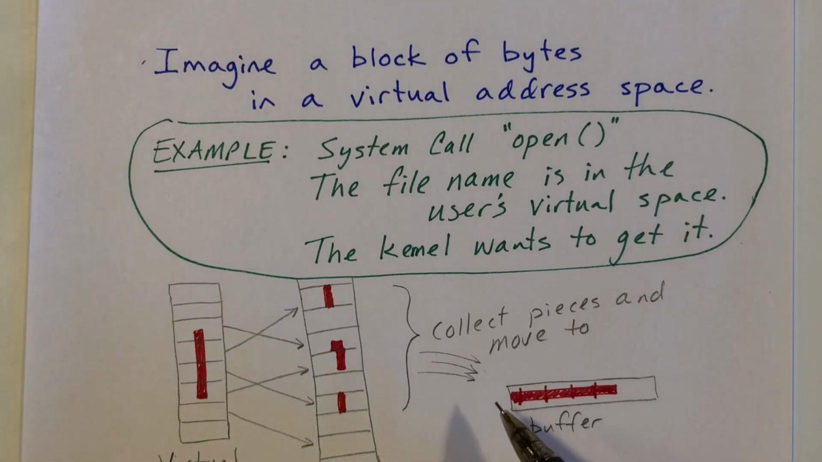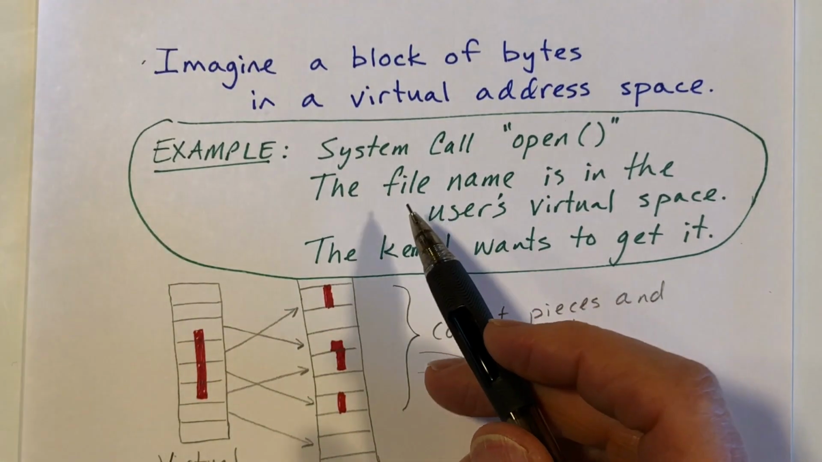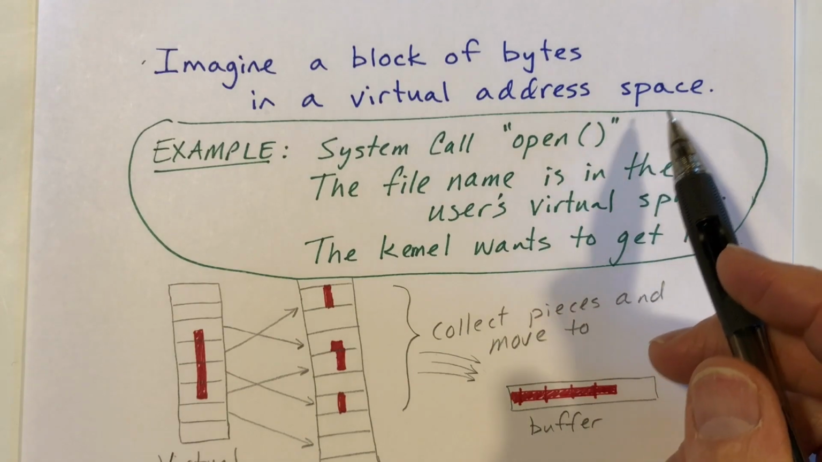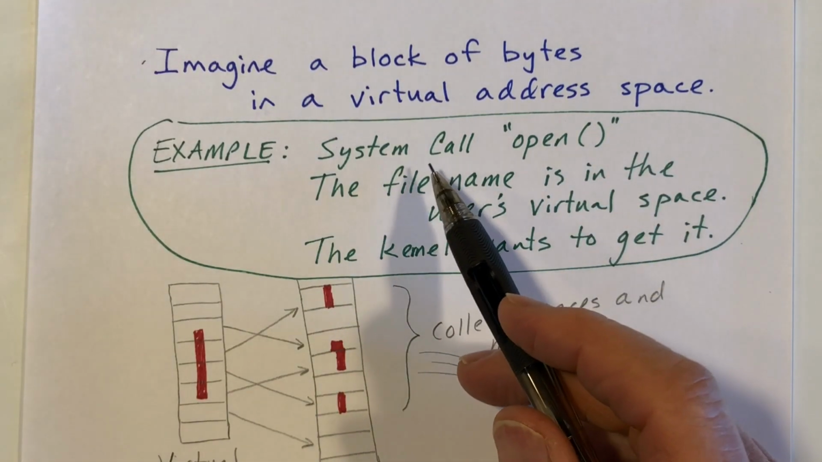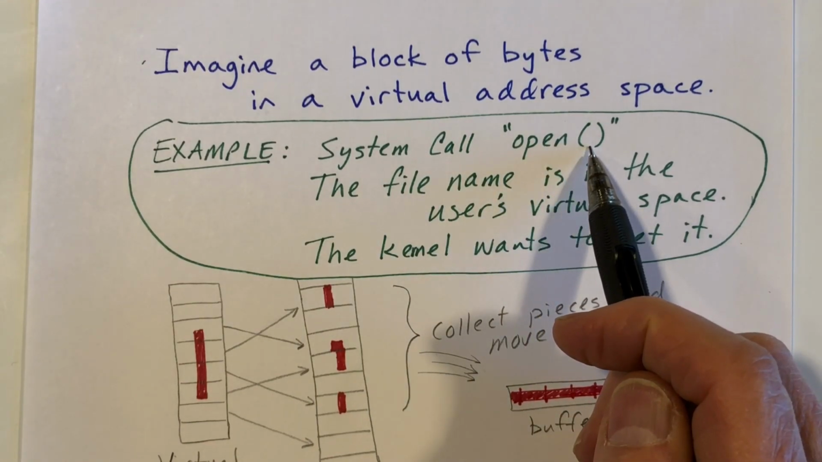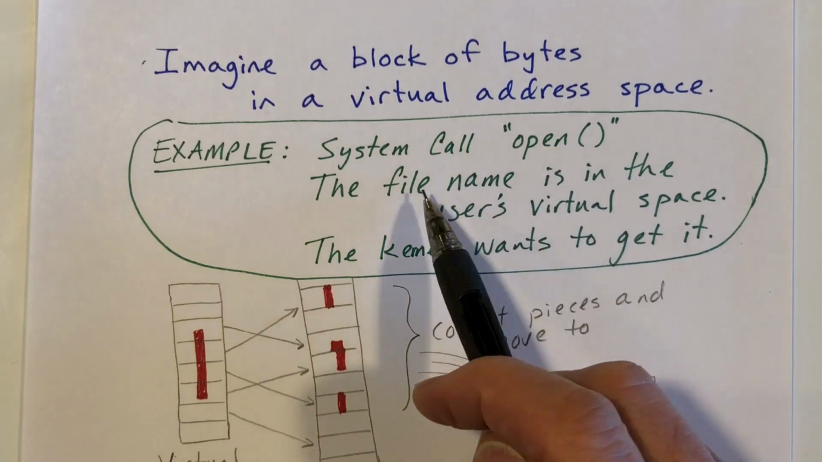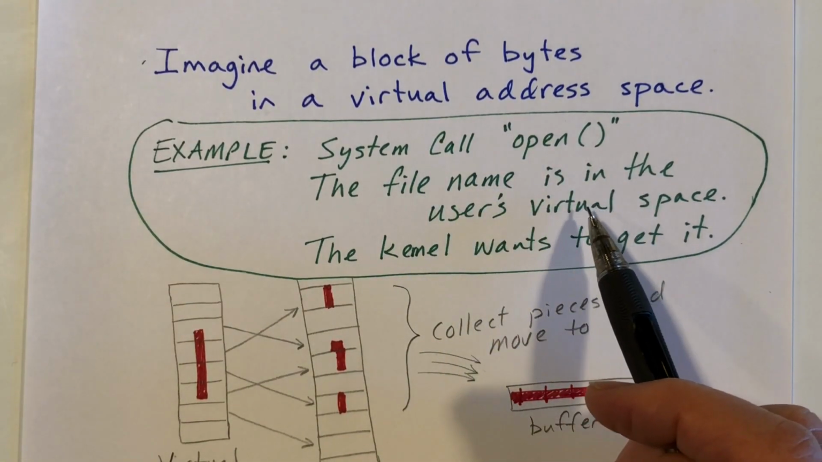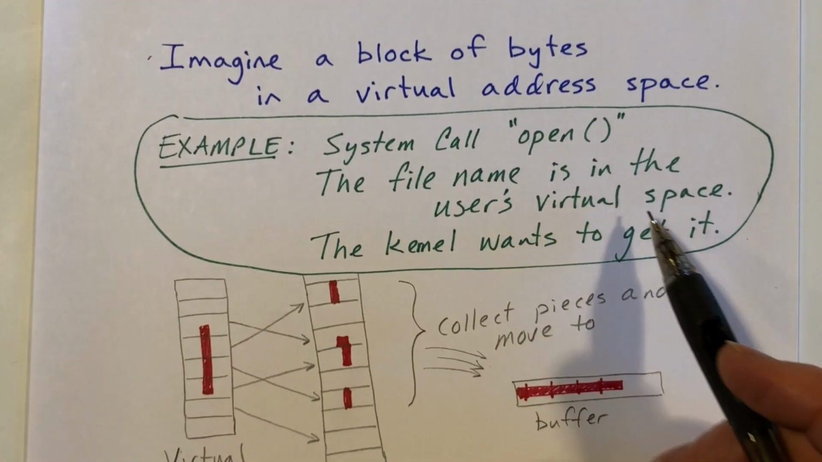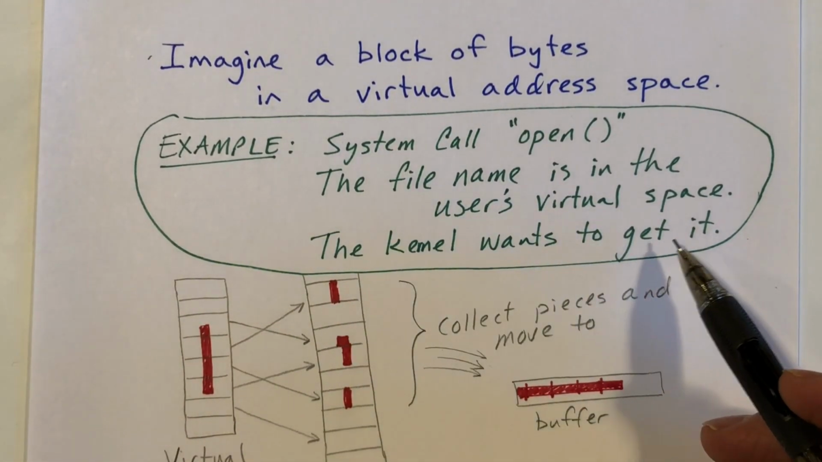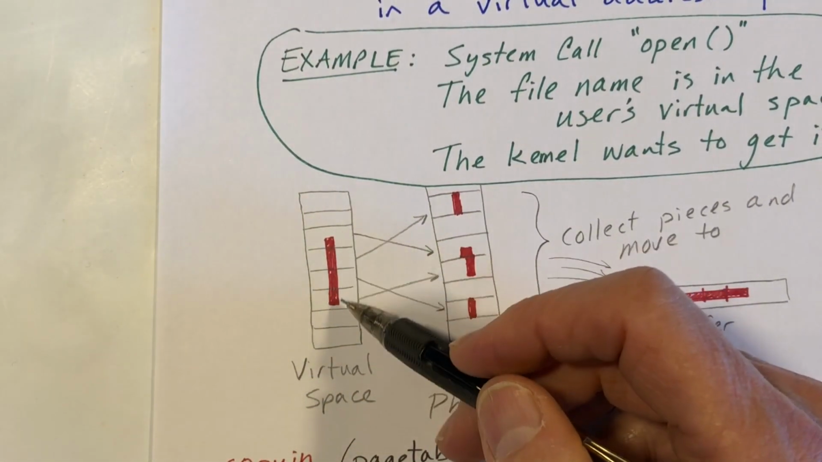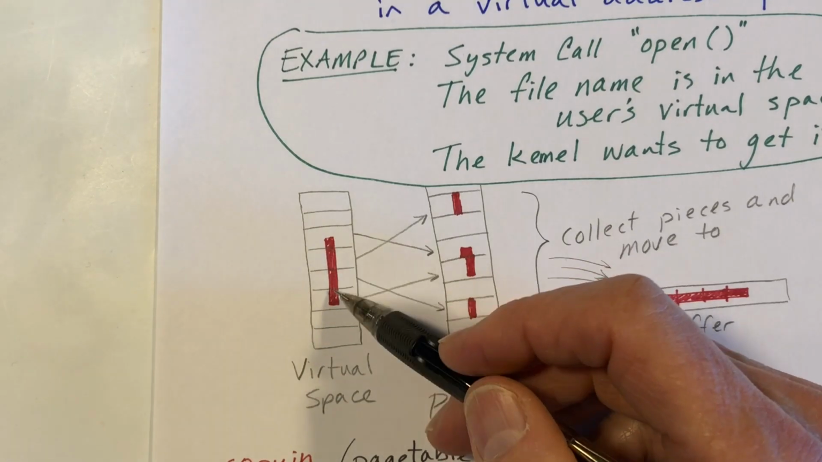From time to time, the kernel needs to move bytes into or out of the virtual address space of the user processes. For example, when the system call open happens, it's passed a pointer to the string that is the path name of the file name that we want to be opening. And that string is located in the user's virtual address space. The kernel needs to get it. The problem is that that string may cross multiple pages. It may lie on more than one page.